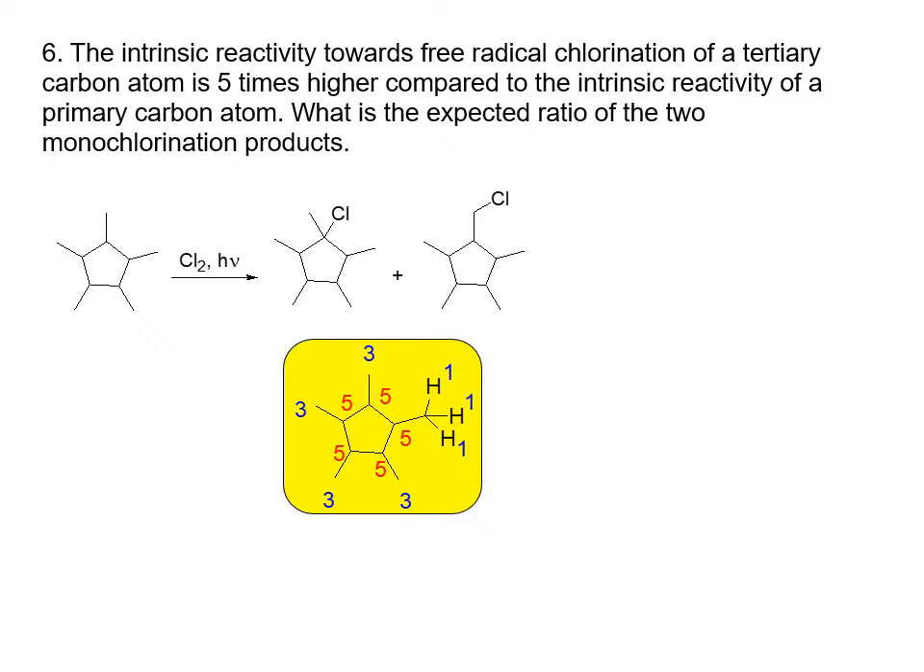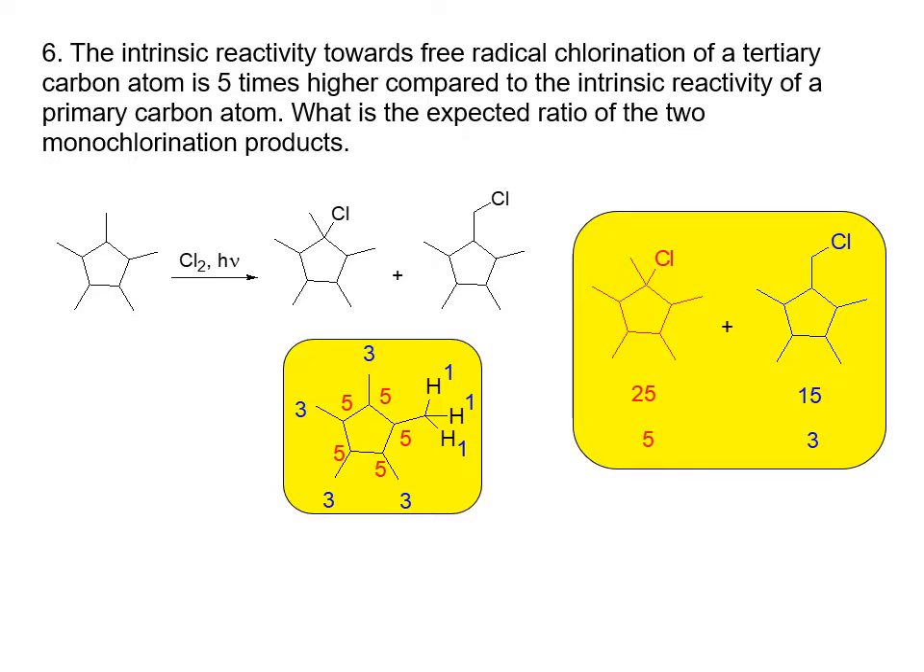So the overall ratio is going to be 5 for 5 hydrogen atoms attached to tertiary carbons. So 5 multiplied by 5 for the intrinsic reactivity ratio. That's 25. And for the primary hydrogen atoms, it's going to be 15, the number of primary hydrogen atoms, multiplied by 1, intrinsic reactivity. So 15. So the ratio of the two products is going to be 25 to 15 or 5 to 3.